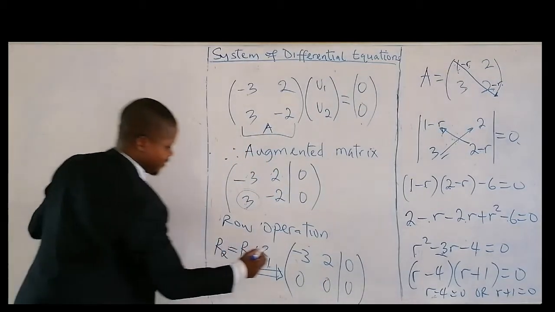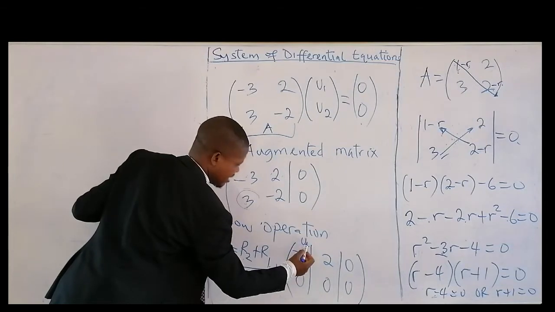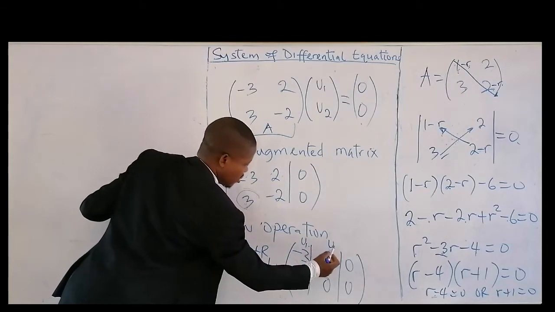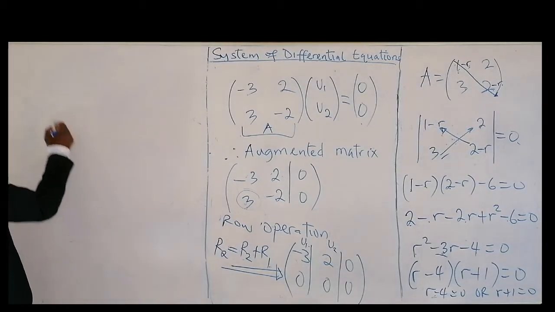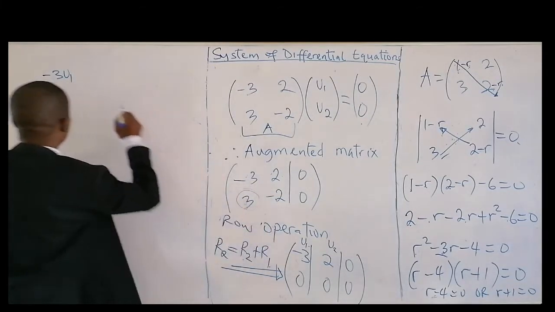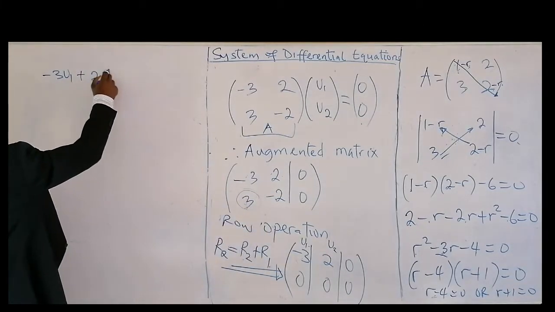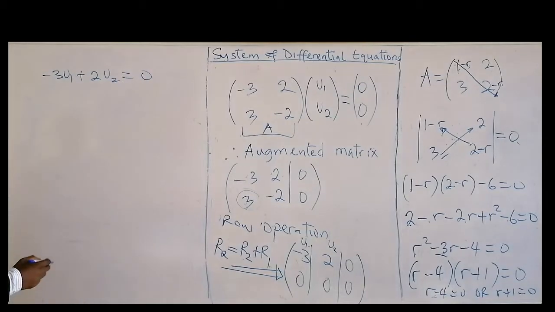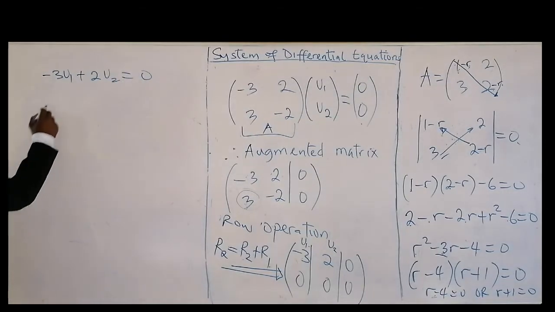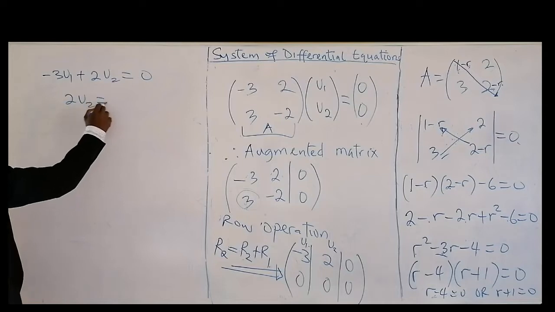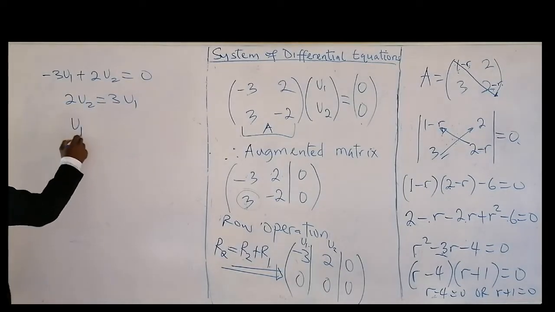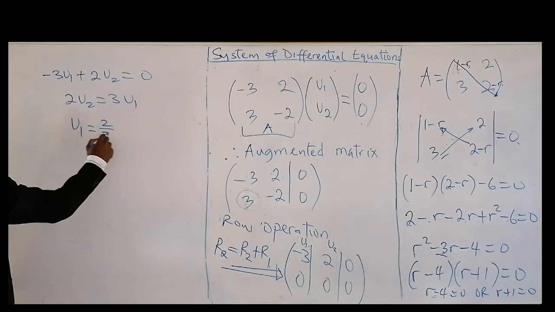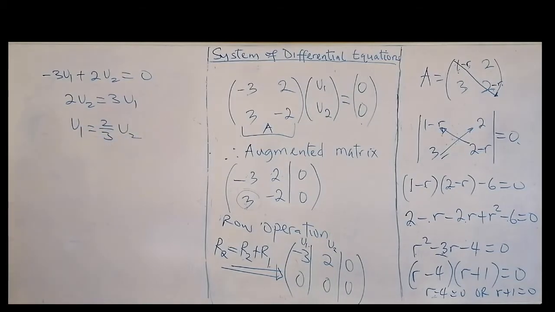Now, don't forget the first column is the coefficient of u1, and the second column is the coefficient of u2. So from row 1, that will be minus 3 times u1, then plus 2 times u2 equal to 0. Okay? And that means 2 u2 equal to what? 3 u1. Okay? So u1 is equal to what? 2 over 3 u2. Okay?